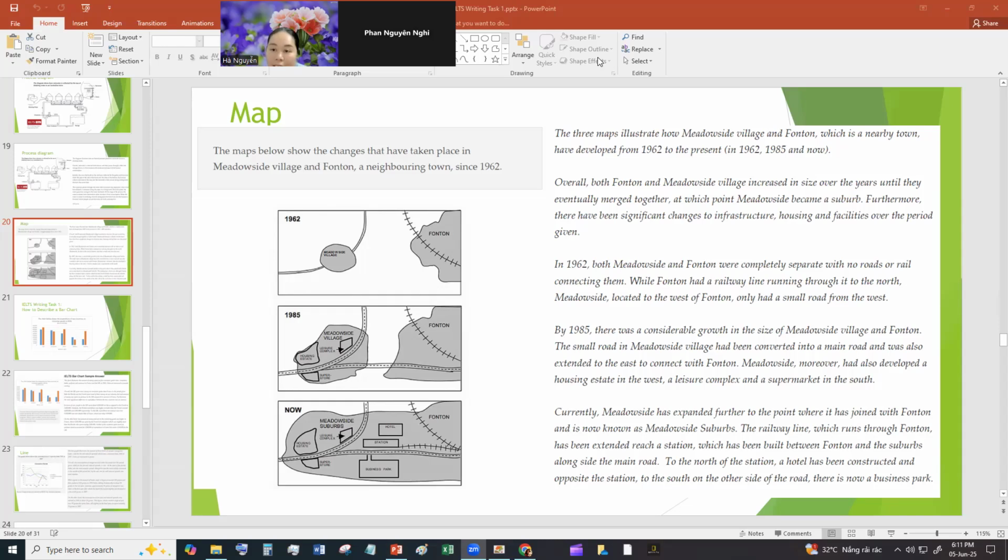Now let's have a look at the overview. How many sentences are there in the overview? There are two sentences in the overview. Good job. What does the first sentence do?